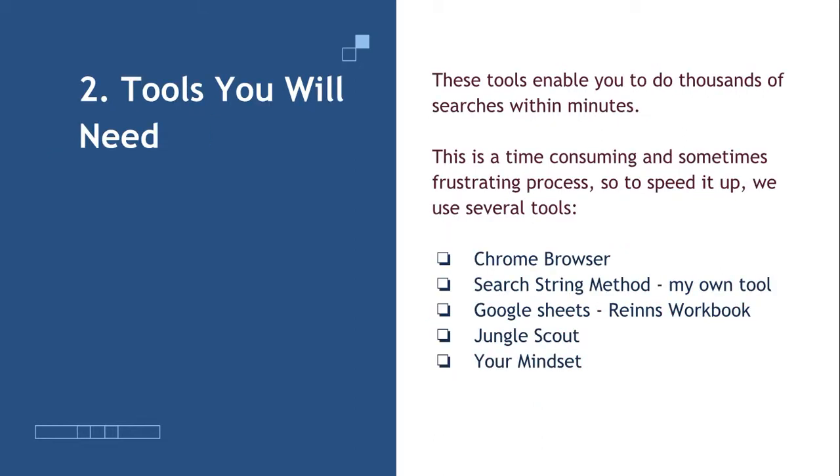Number 2, so guys, tools you will need. These tools enable you to do thousands of searches within minutes. Like Chess Carol, right now you've just told me that you found it really frustrating going into the subcategories and top level categories. You just keep on going and going. It's quite a hard task, and it's quite frustrating, right? But now I'm going to show you how to do all that process within just minutes.